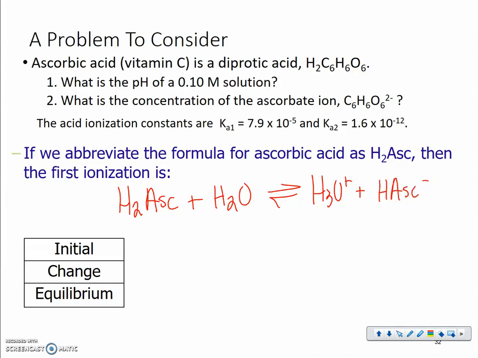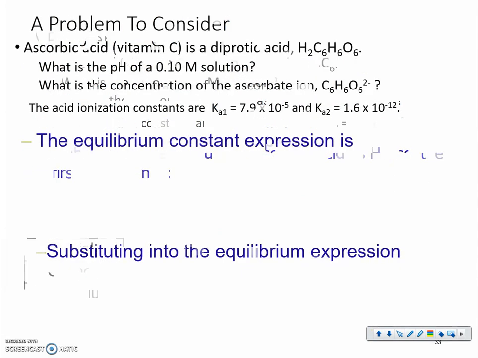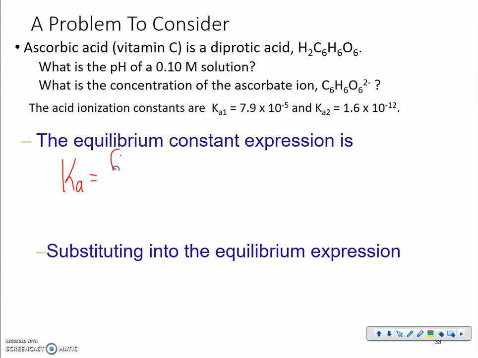So our initial is 0.1 given to us in the problem. Water we don't care about. Initially we have 0 products. So we can complete our ICE box to get our equilibrium amounts. The equilibrium constant expression, our Ka, is going to be our products of this reaction, and now we can plug in all the things we know.